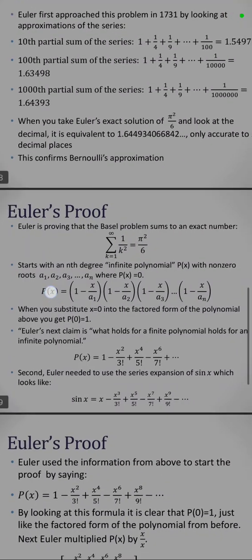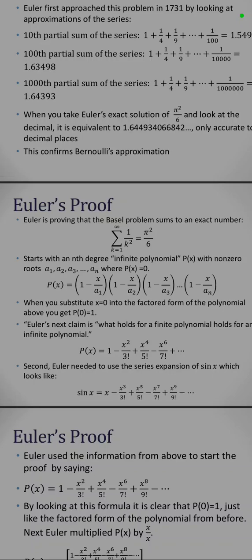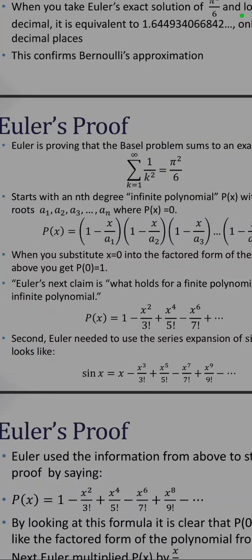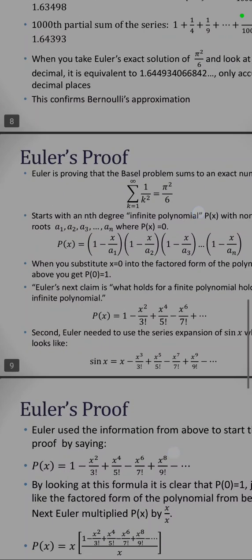And second, Euler needed to use the series expansion of sin x, which looks like this. Yeah, this is a very famous and now common expansion of sin x. If you take x common and divide sin x by x, that would be sin x upon x equals 1 minus x square upon 3 factorial plus x power 4 upon 5 factorial minus x power 6 upon 7 factorial, and so on. And when you put the limit x tends to 0, the whole thing becomes 1. And this is also an identity in the limits chapter that you have studied.